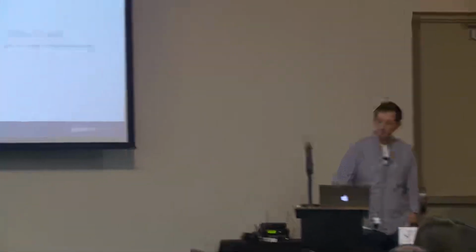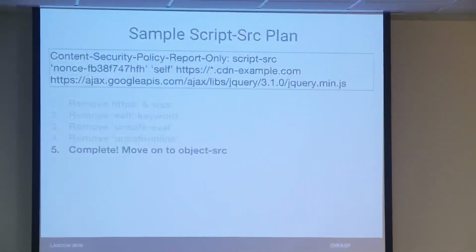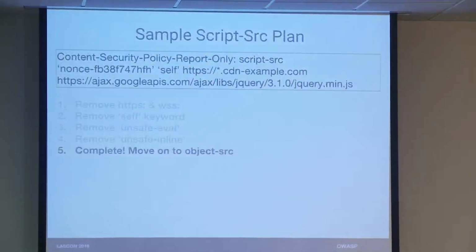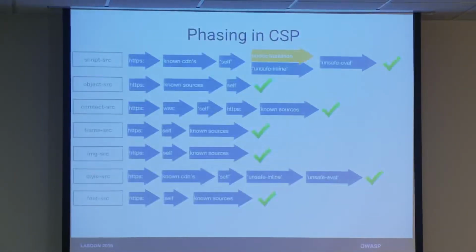So then you go through unsafe-inline, and at that point you can decide whether to add unsafe-inline or if you want to invest some time into doing the nonces or the hashing, depending on how many inline scripts you have. And then you can complete it and move on to the next directive. And so you keep doing that, and you go through that cycle. This is a subset of the directives, just to give you an example of what your plan might look like for going through all this and developing your content security policy.